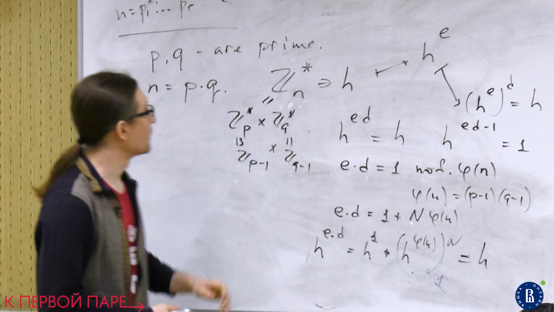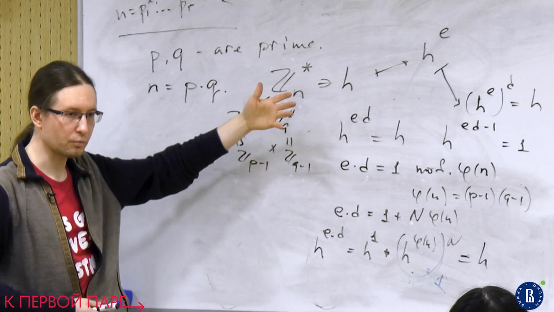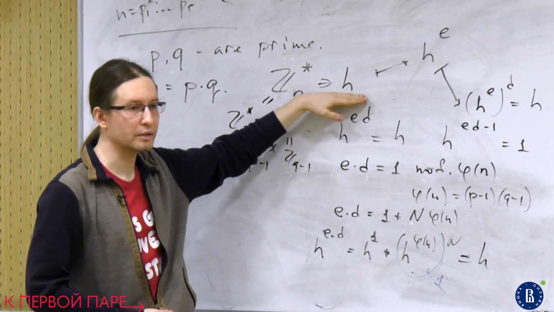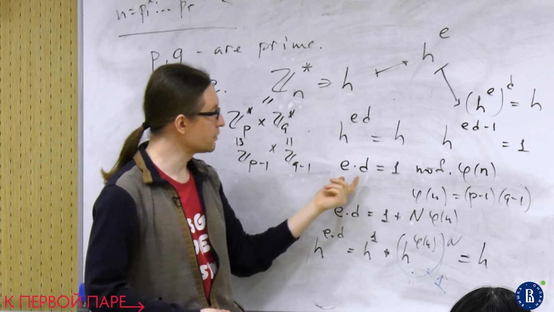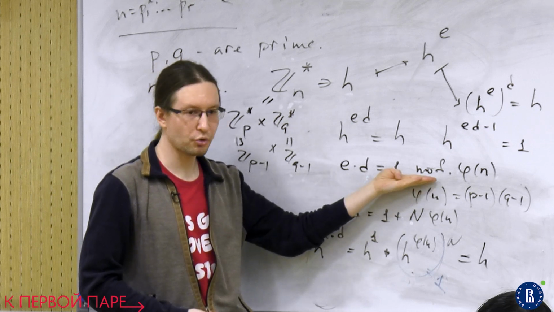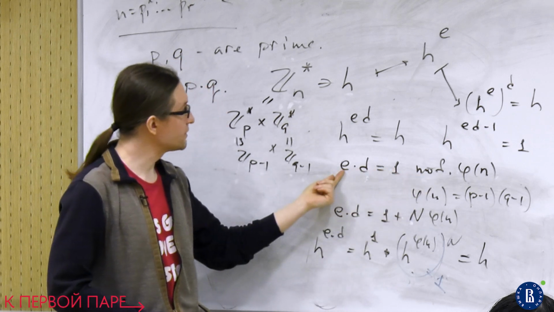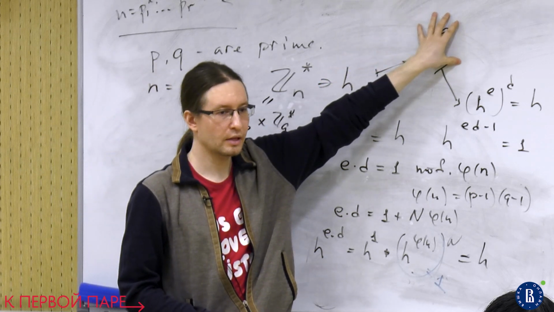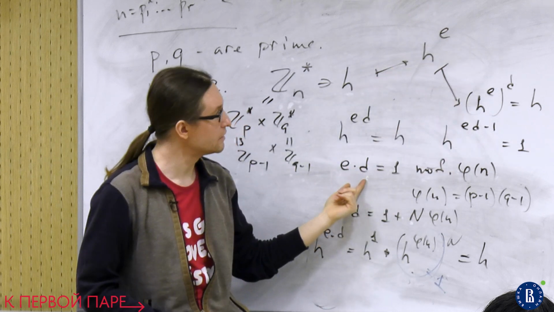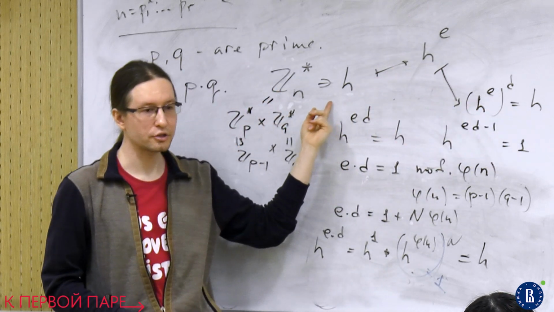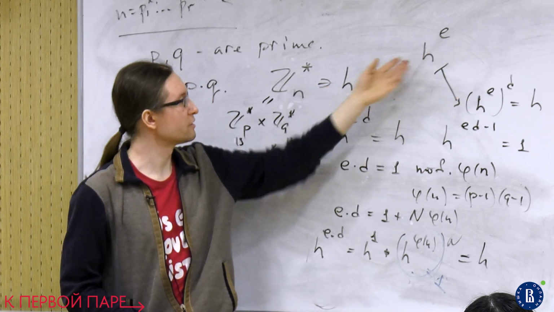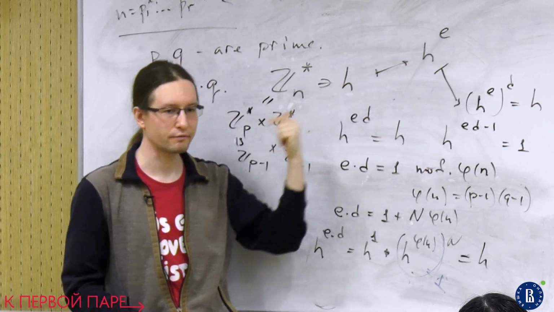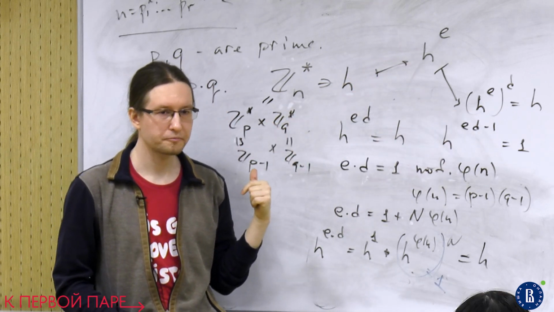Okay? So again, let me repeat what I wanted to say. If we're given this group and an arbitrary element h and two integers e and d with this property, then raising to the power of e replaces the element h by something else, and again raising by the power of d, we will get the initial element h. So these are two operations that are inverse to each other, and this equality guarantees that these two operations are inverse to each other. Okay?